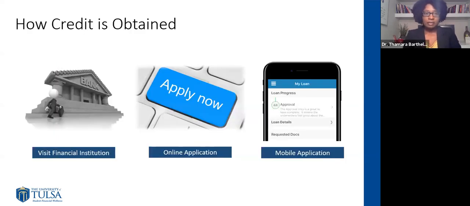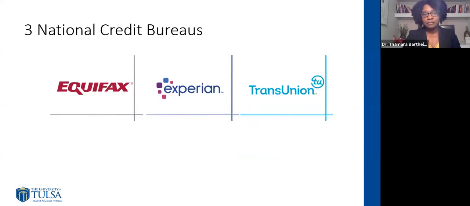Now, how do you go about obtaining credit? Credit is obtained in one of three ways. First is by visiting a financial institution. It can be a credit union or a bank. Right now with COVID, a lot of financial institutions are allowing individuals who would like to obtain credit to apply online or through a mobile app that is available. So those are three of the ways that you can apply for credit.